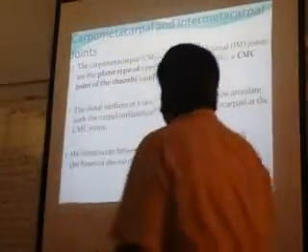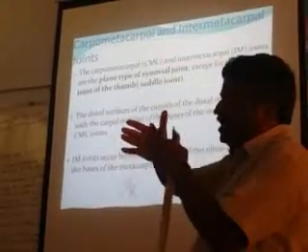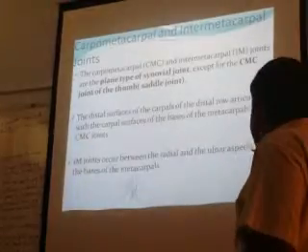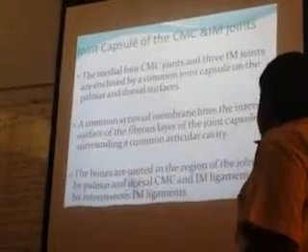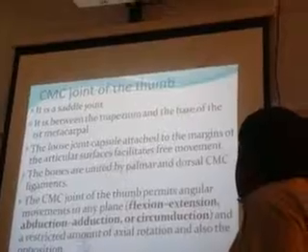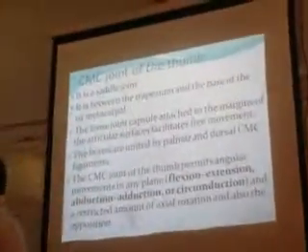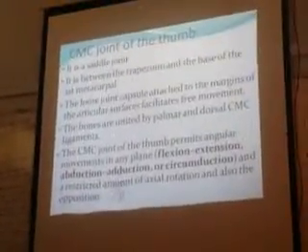I was talking about the carpo-metacarpal joints. All the joints, the four except for the thumb, are plain variety. This is a saddle variety. The carpo-metacarpal joint of the thumb, as I said, is a saddle variety of synovial joint.